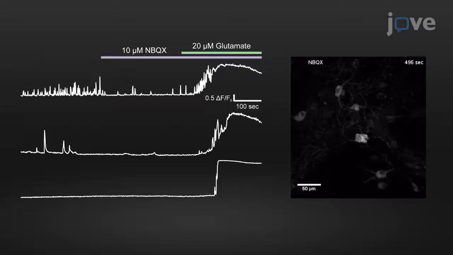This protocol quantifies calcium fluxes in dopaminergic neurons, which are lost in Parkinson's disease. This is useful for understanding how abnormal calcium causes dopaminergic neuron loss in Parkinson's disease. For the first time, we demonstrate spontaneous calcium fluxes in cultured primary midbrain neurons.